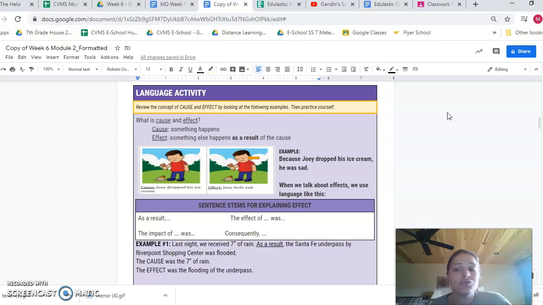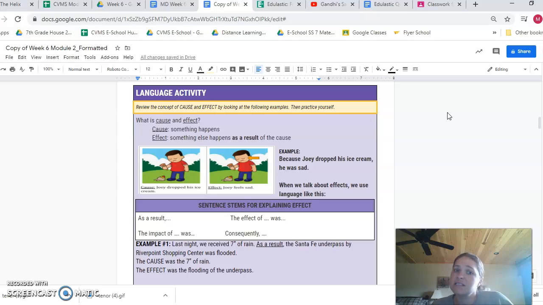All right, so I am assuming you are done with your do now. We are now going to move on to the language activity for the day. We're going to focus on the idea of cause and effect. This is something that we have been working on this year, but that you will continue to work on for the rest of your life, and think about cause and effects.